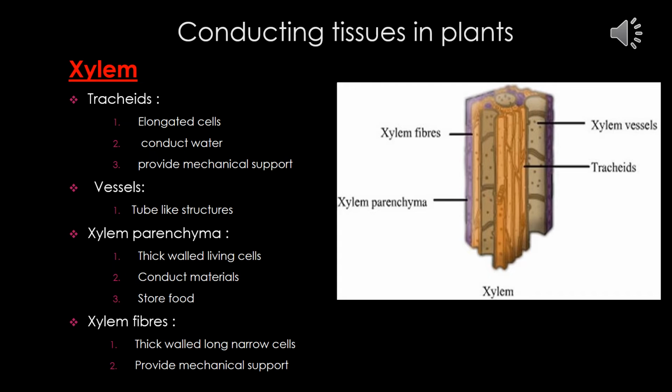Then the fourth type of cells in the xylem is xylem sclerenchyma or wood fibers. They are thick-walled, long, narrow cells with tapering ends. They provide only mechanical support. They do not participate in the conduction of water. So the functions of xylem are to conduct water and provide mechanical support to the plant.